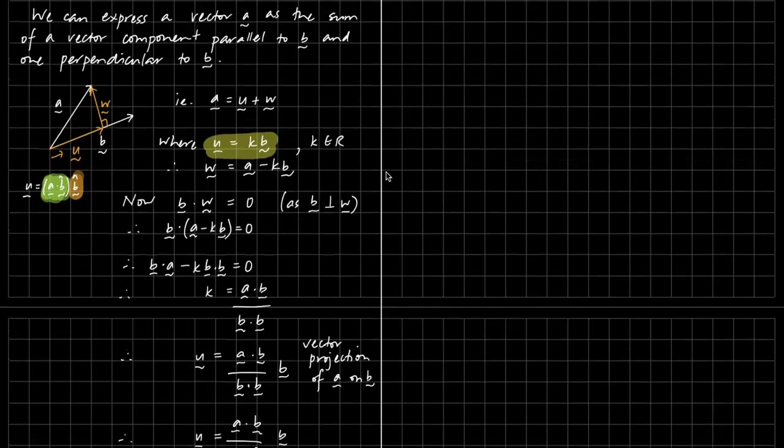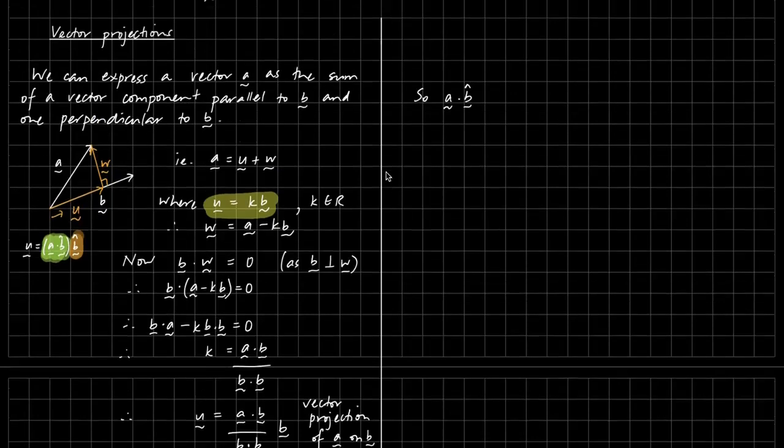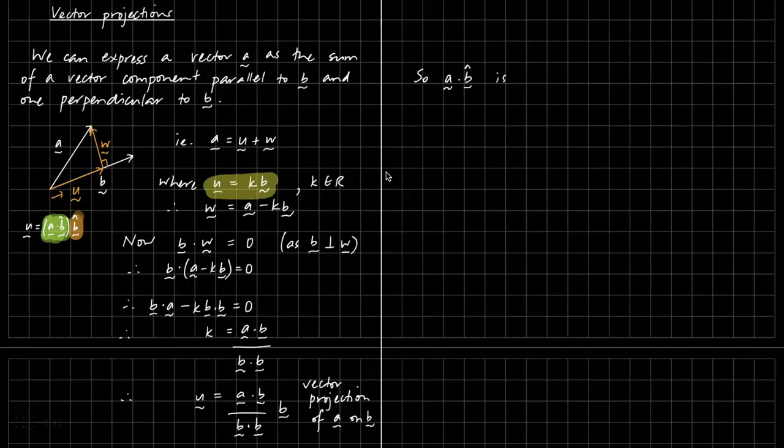So a dot unit vector b, which is the magnitude of the vector projection of A on B, is called the scalar projection of A on B. And one of the ways that we could think about it is to say it's the amount of vector A which is pointing in the direction of B. So if we dropped A down in a perpendicular sense onto B, then that's the amount of A that would be in the direction of B.